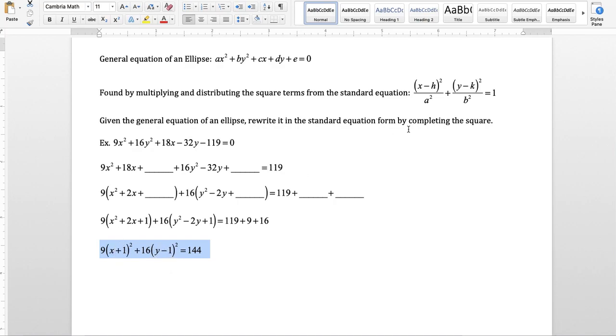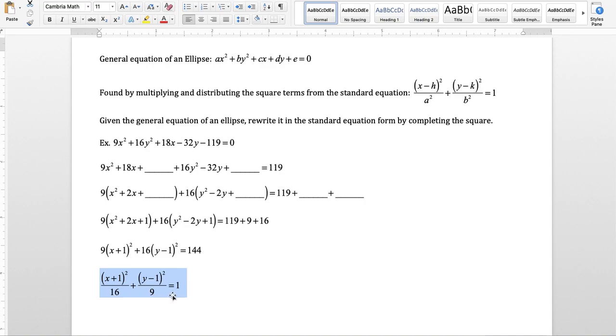One more step. Going back, our standard equation of an ellipse is divided by a squared, divided by b squared, equals 1. So I'm going to divide everything by 144. That's going to leave us with 9(x plus 1) squared divided by 144. But 9 over 144, or 16 over 144, reduces down. So we've got (x plus 1) squared over 16 plus (y minus 1) squared over 9 equals 1. We have our center. We have our horizontal stretch. We have our vertical stretch.